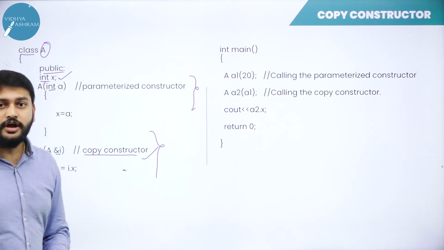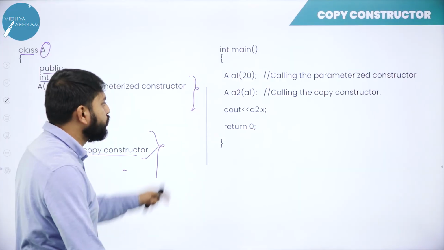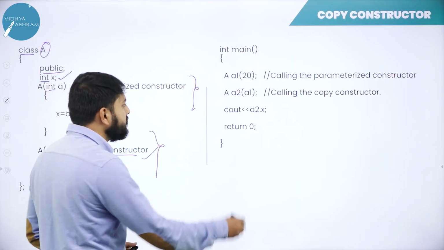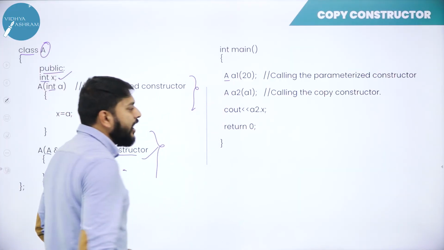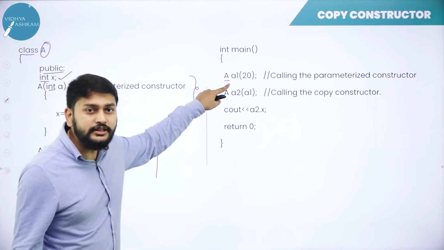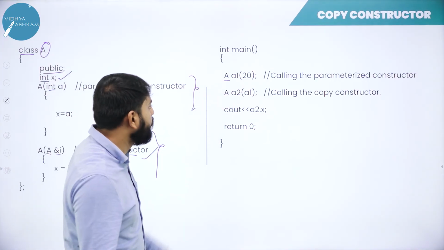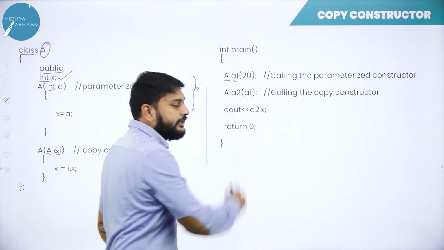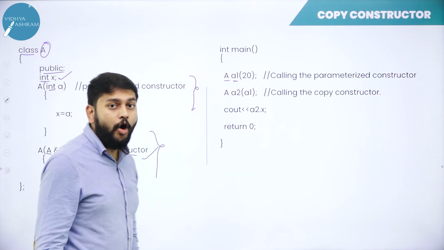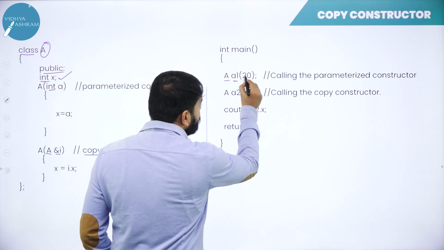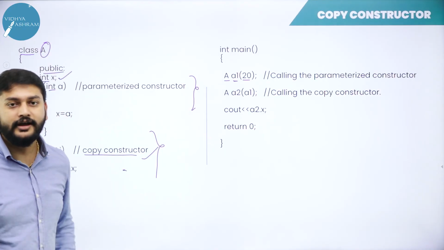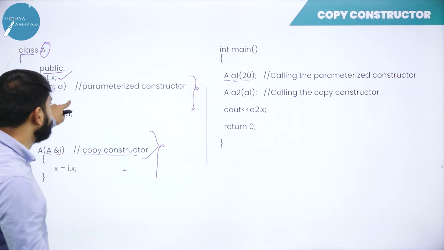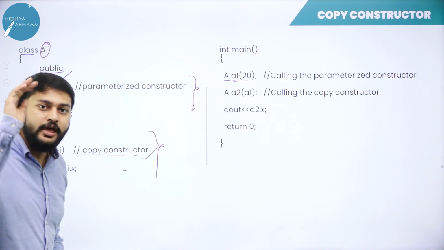Let's move on to the main function, what we have. So you have to understand this. What is the meaning of this A? My dear students, A in the sense name of the class, the small A1 in the sense I'm creating the object. In this object I'm passing 20. So which constructor will be invoked? The parameterized constructor will be invoked.